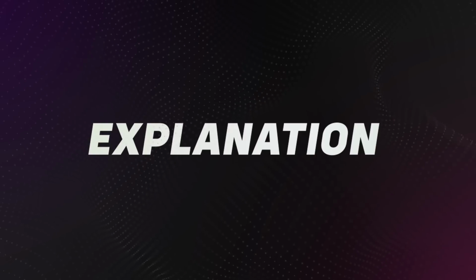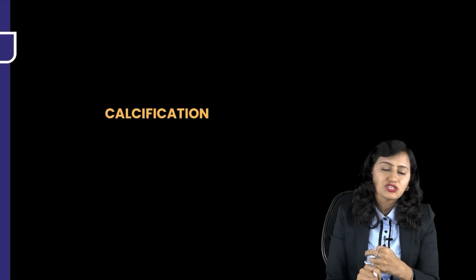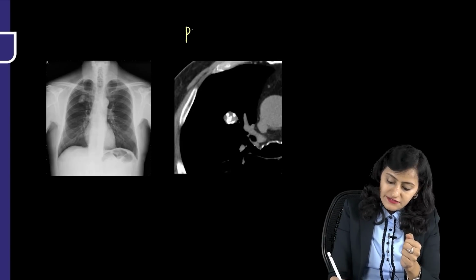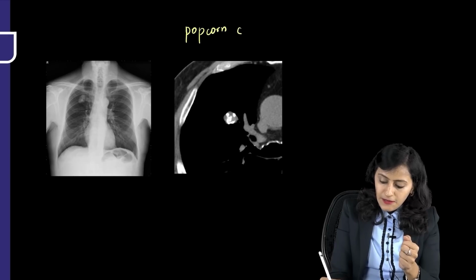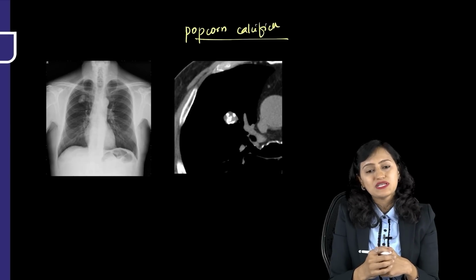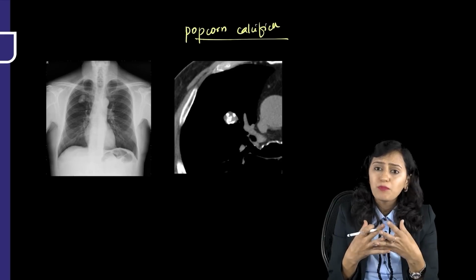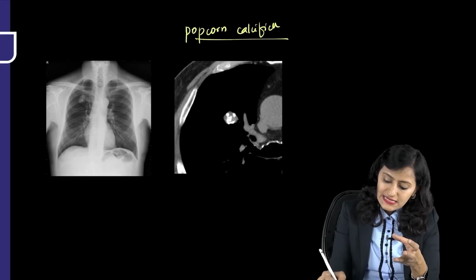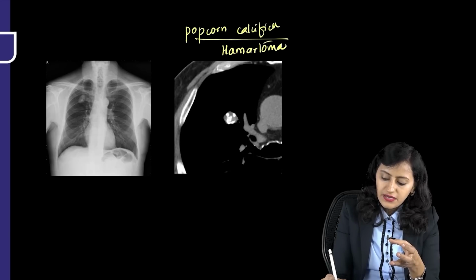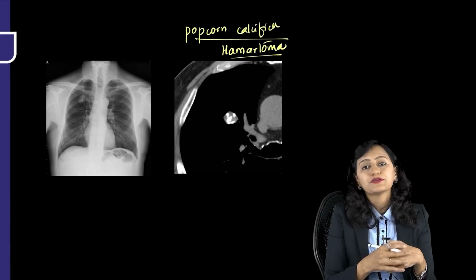Here's the explanation. One very, very important calcification that I want to talk about here is this popcorn calcification. That is the popcorn calcification asked in one of the recent FMGE exams. Now, popcorn calcification in the lung is seen in pulmonary hamartoma. Okay, it is seen in pulmonary hamartoma.